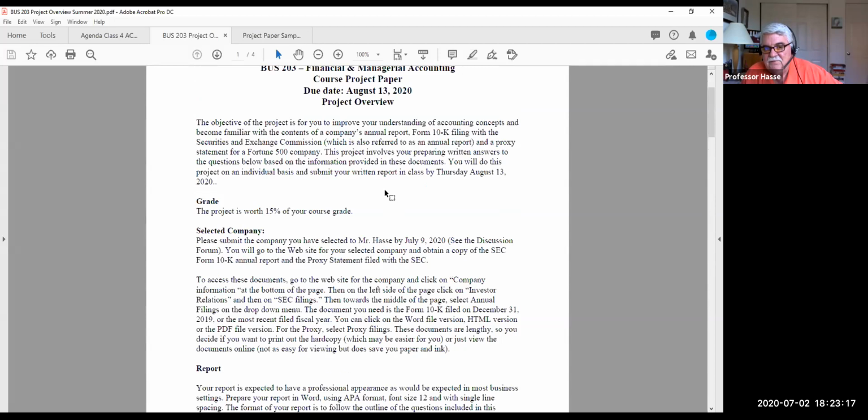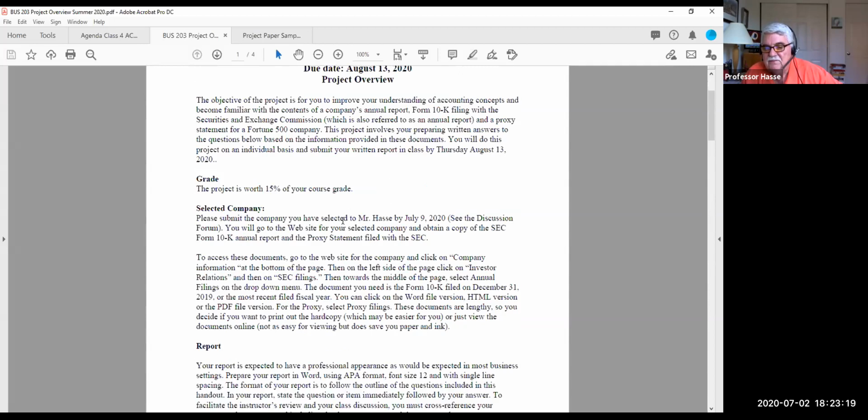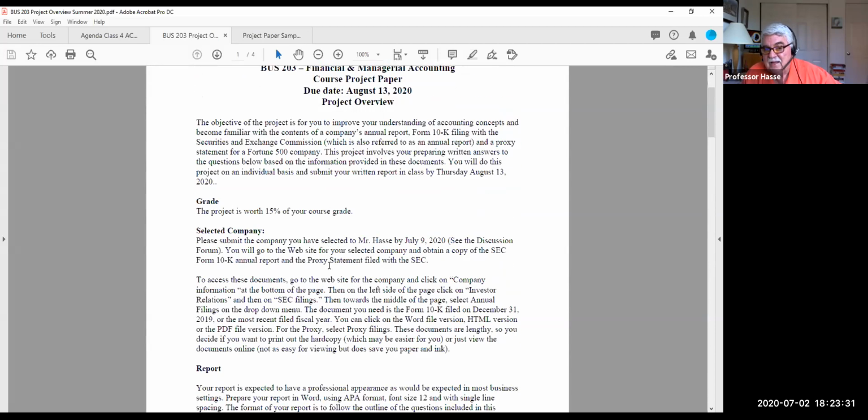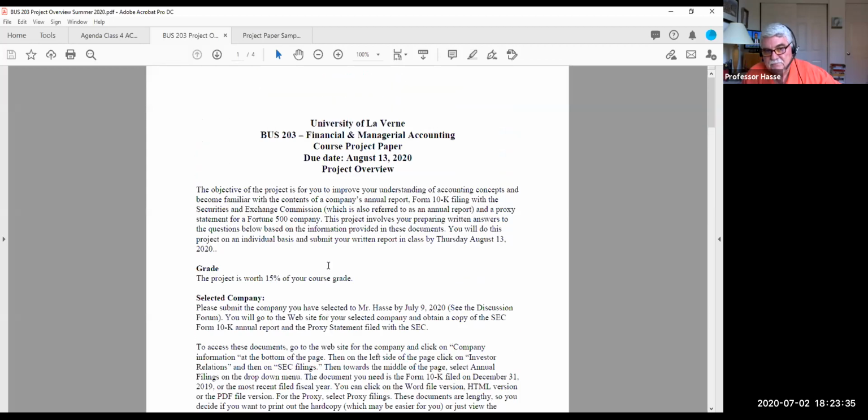Now this 10K filing is as of the most recent fiscal year of your company. For some companies, it will be December 31st, 2019. Some companies' fiscal years ended March 31st, 2020. It depends. But it's got to be for their most recent completed fiscal year.